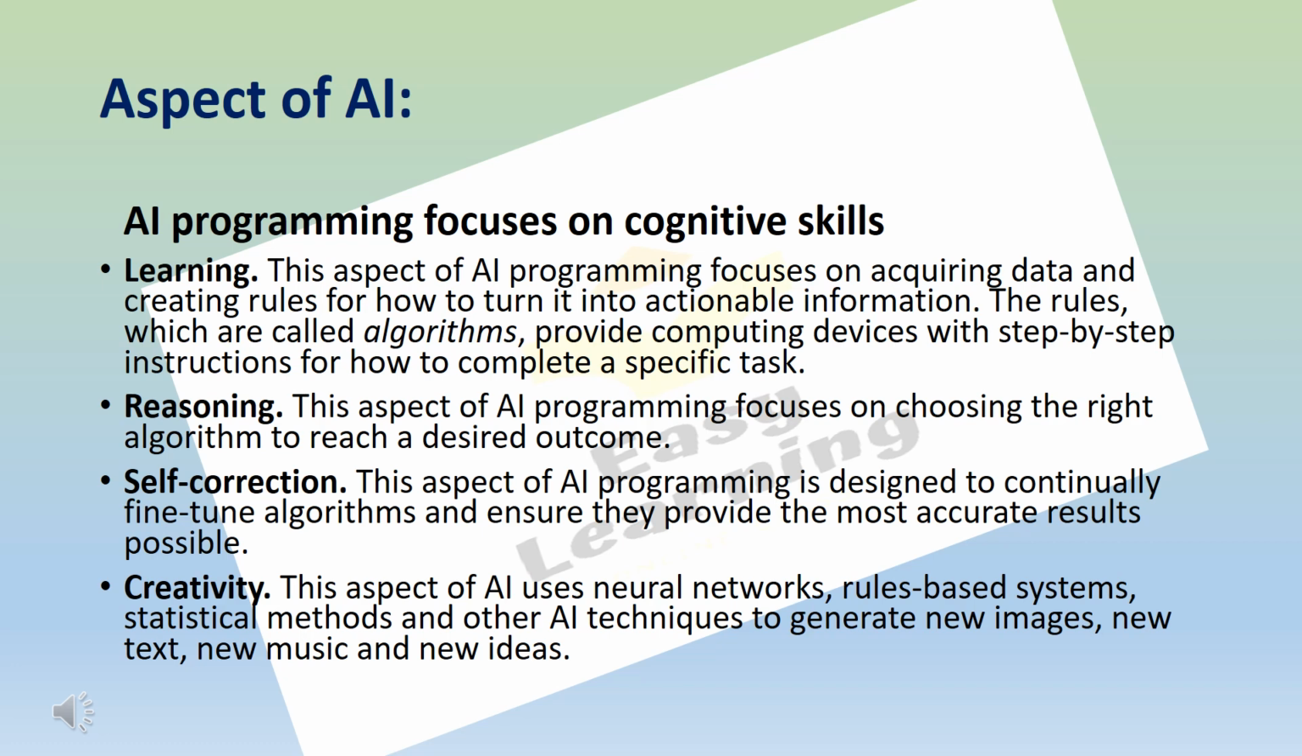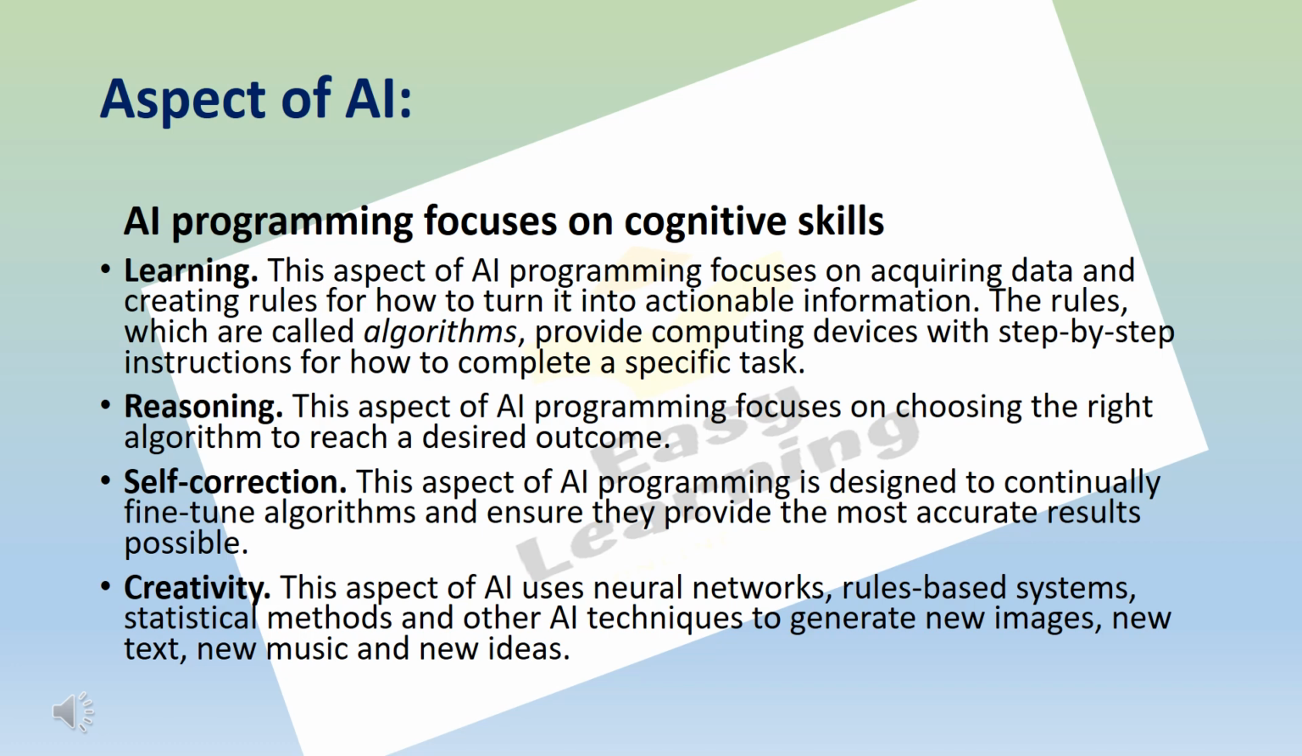The first one is learning. This aspect of AI programming focuses on acquiring data and creating rules for how to turn it into actionable information. The rules, which are called algorithms, provide a computing device with step-by-step instructions for how to complete a specific task. So in learning, certain rules are formed, which can be in the form of an algorithm.